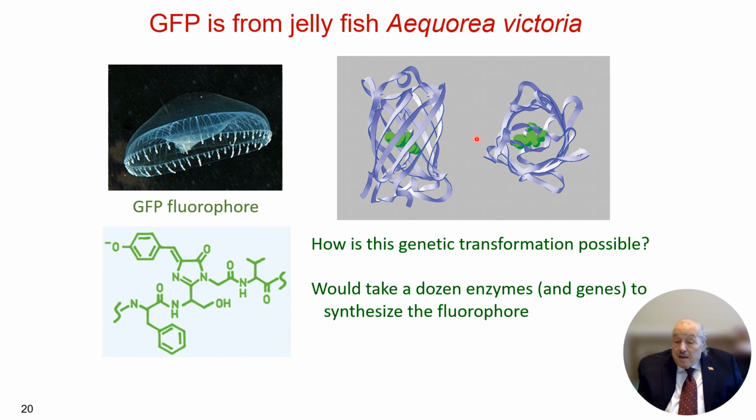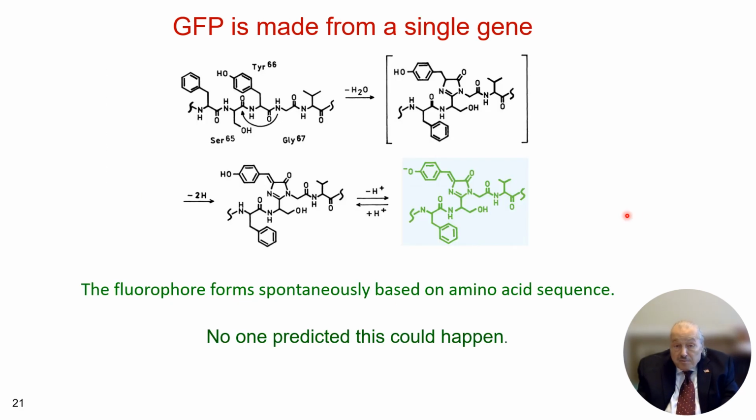Now we know that it's not too hard to get a single gene into some microorganism, but to make a chromophore that looks like this is going to take dozens of enzymes, and it'd be remarkable if you could get those dozen enzymes all to function to make the chromophore. But what is magical about the green fluorescent protein is that it is an autocatalytic process.